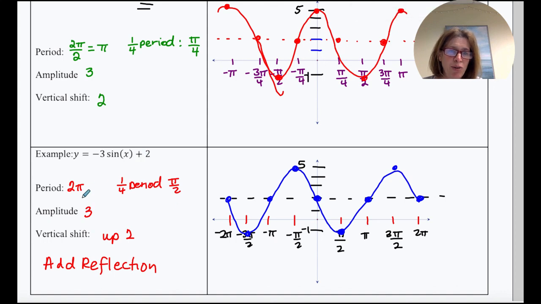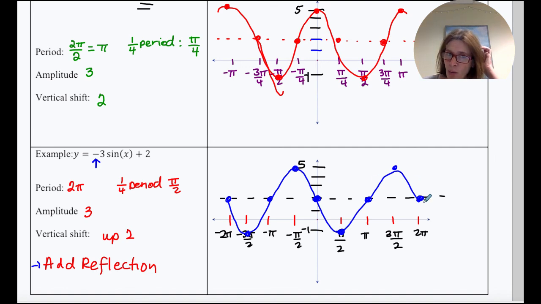All right, so my period was 2 pi. My quarter period was pi over 2. My amplitude was 3, and then this was being shifted up 2. So my midline was moving up to y equals 2. From there, I was going up 3, so 1, 2, 3 to 5, and down 3 to -1. And then I also had to add the reflection from that negative in front of the function. So instead, sine does start at the midline, but instead of going up now, it would be going down.